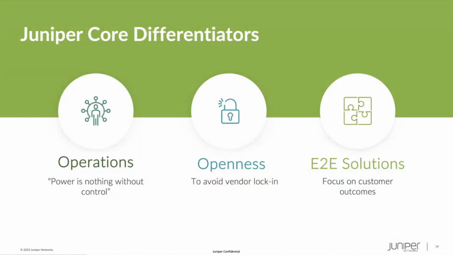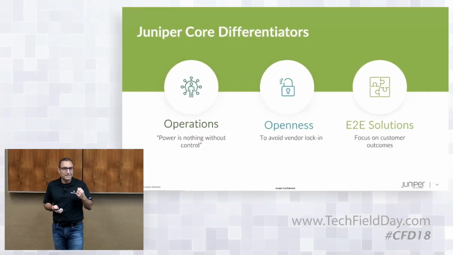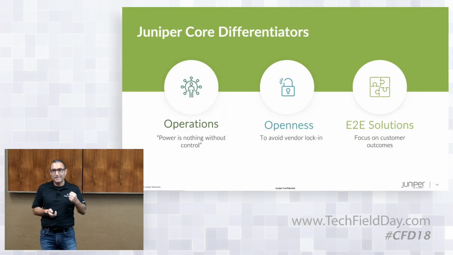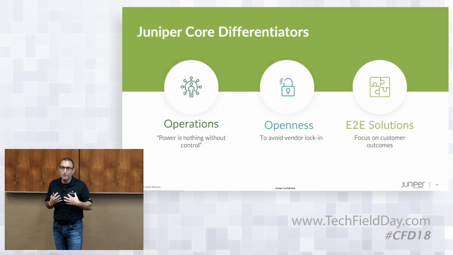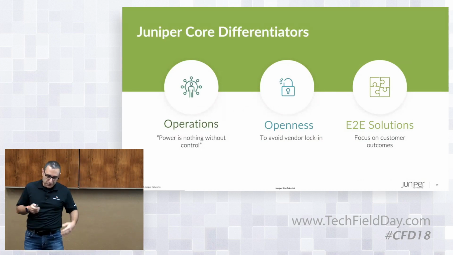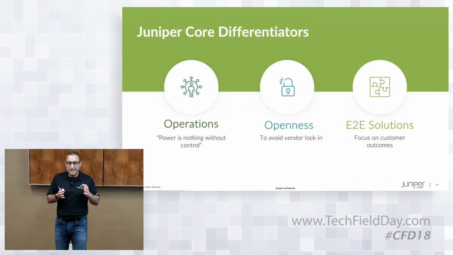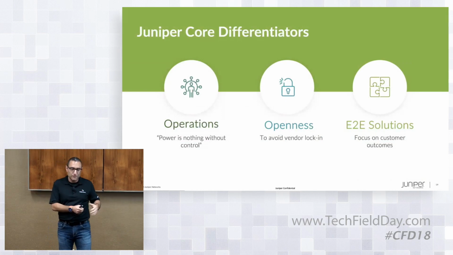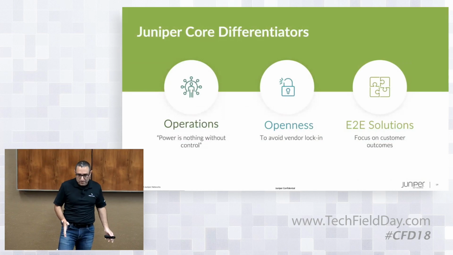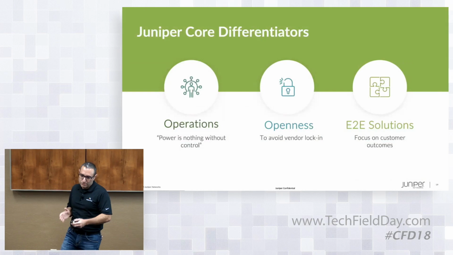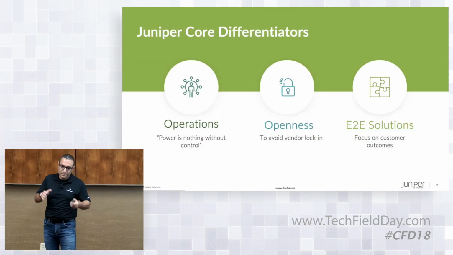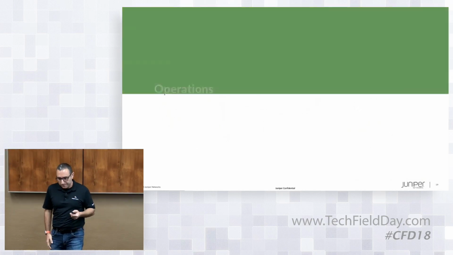Now, how do we differentiate? What is it that we do differently than our competitors? When I think of differentiators, the way I like to think about it is what problems we're solving for our customers uniquely. And what I'd say is that there are three pillars for our differentiation. One is operations, and this is something we're going to be talking about a lot today. Second is openness, and third is end-to-end solutions. So let me talk about these, starting with operations.